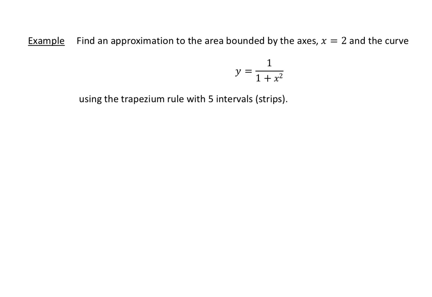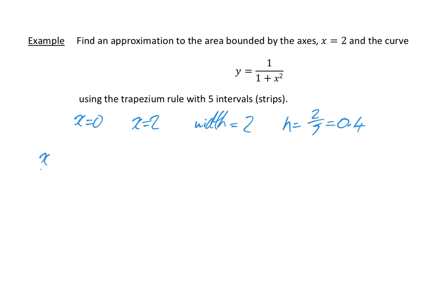Our last example says, find an approximation to the area bounded by the axes, x equals 2 and the curve, using a trapezium rule with 5 intervals. So it is the axes, so both axes, that means you're going from x equals 0 and then x equals 2. So the total width is equal to 2. Again, there's 5 strips, so h is equal to 2 divided by 5, which works out to be 0.4.